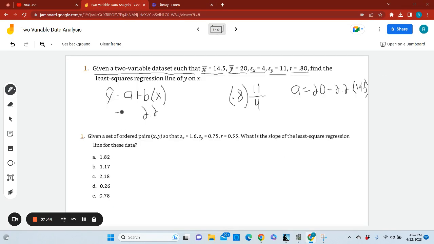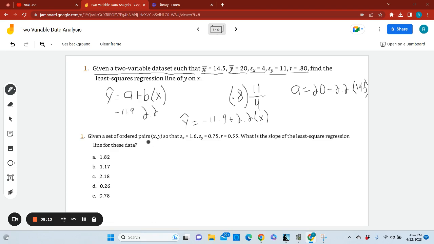So there is your equation. Y hat is going to equal negative 11.9 plus 2.2x. They don't even need to tell us what we're actually measuring here. If you just know how to use these formulas, you can work these out. And then this one underneath too.